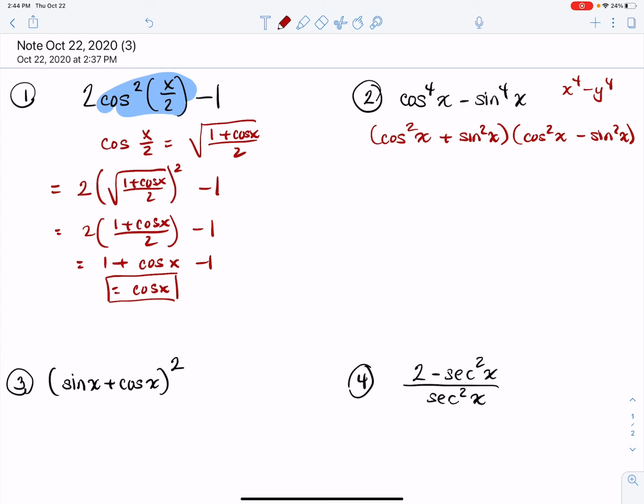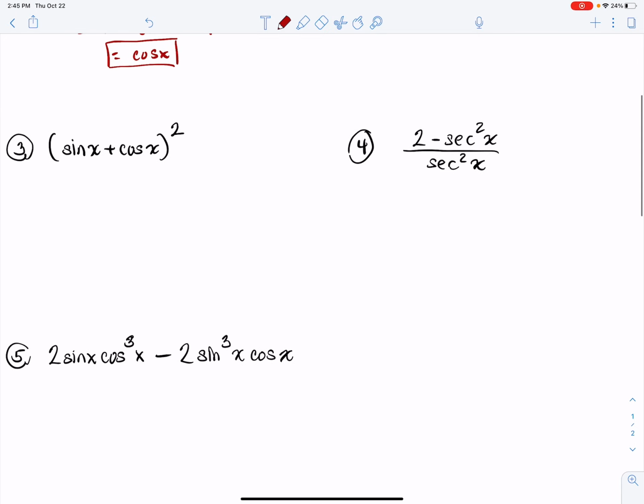Cosine squared plus sine squared x is 1. And cosine squared minus sine squared, if you look at your list of identities, is just the identity for cosine of 2x. So that means that that complicated expression is really just equal to cosine of 2x. How nice is that? Okay?